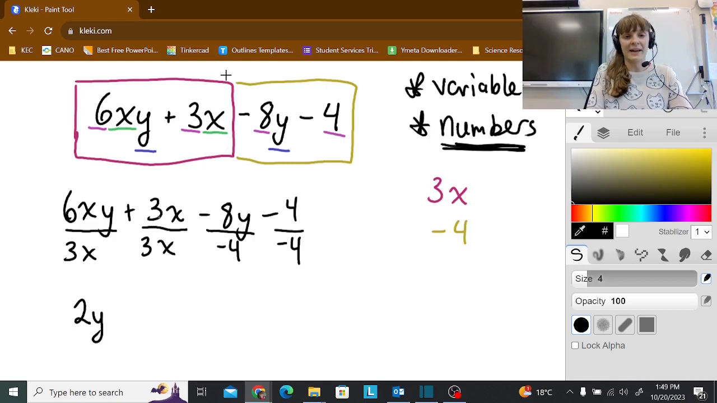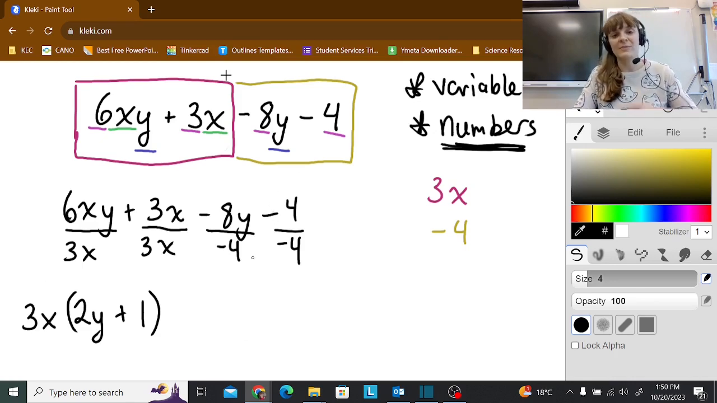Then I also have 3x divided by 3x, right? So 3 divided by 3 gives me 1. And x to the power of 1 divided by x to the power of 1 is just going to give us 1. So I'm left with 2y plus 1. I'm going to put these in brackets, and I'm going to put my common factor, which is 3x, on the outside. There we go. Now let's take a look at this one here.